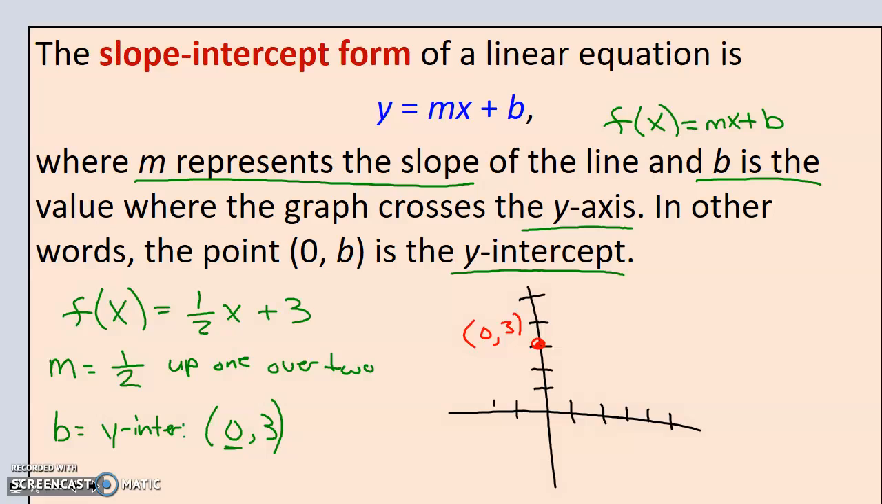A few more points on there. Okay. And so then to follow my slope, I'm going up 1 over 2. I am actually going to go up 1 and then over 2. So up 1, over 2. You really just need 2 points to graph these lines. If you want to do multiple ones, that works. That's okay. But for the sake of time, 2 points is enough to find the line.